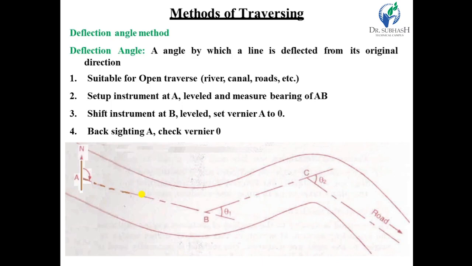The next method is the deflection angle method. The angle by which a line is deflected from the direction of the previous line is called the deflection angle. It is suitable for open traverses like rivers, canals, roads, etc. For that we have to set up the instrument at A, level it and measure the bearing of AB. Shift the instrument to B, level it, set vernier A to 0. After that we have to back sight A and check that vernier A is equal to 0.